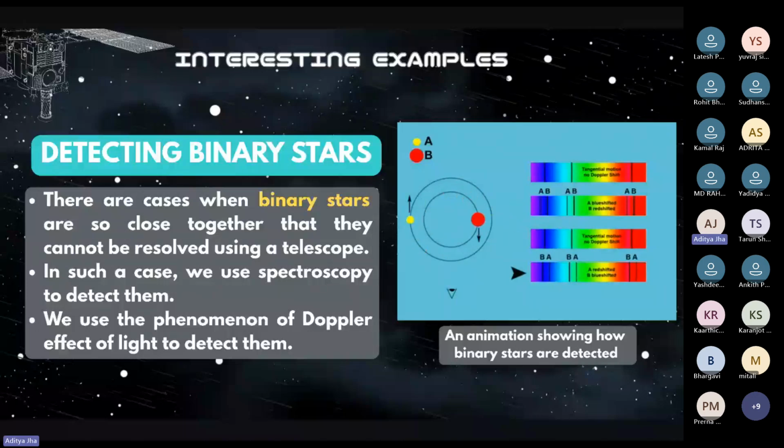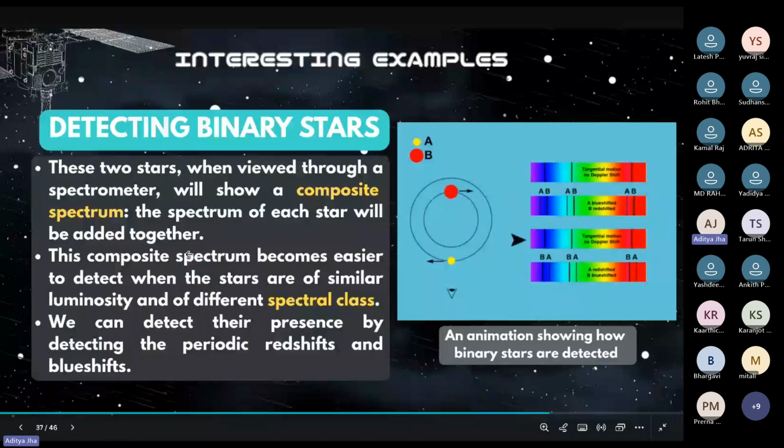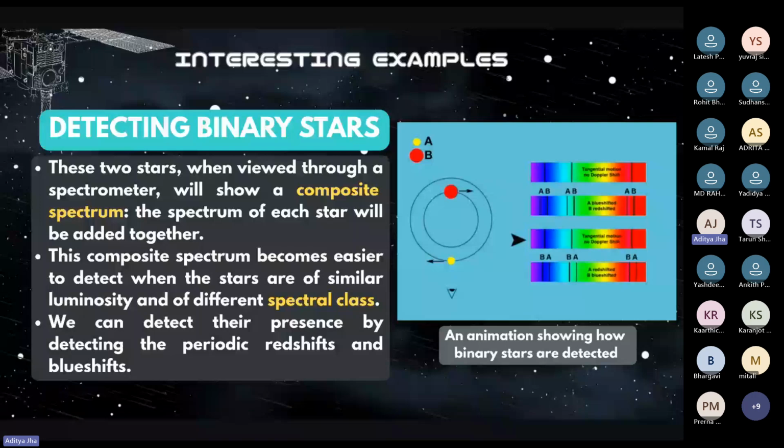Here, we basically use the phenomenon of the Doppler effect of light to detect them. When you observe this binary star, which is basically two stars revolving about their common center of mass, they will show a composite spectrum as shown here. The spectrum of each star will be added together. This composite spectrum becomes easier to detect when these stars have a similar luminosity and are of different spectral class.